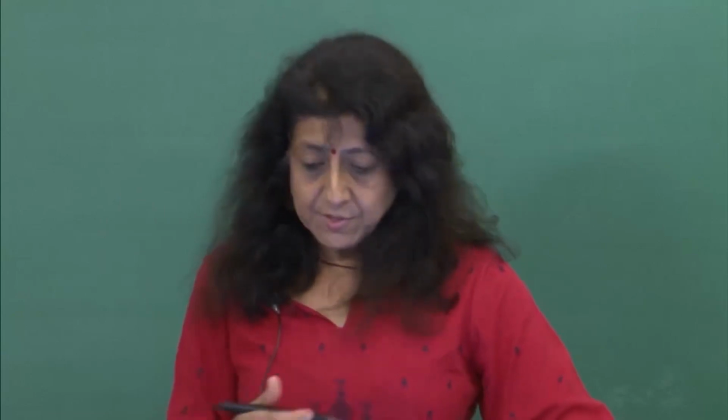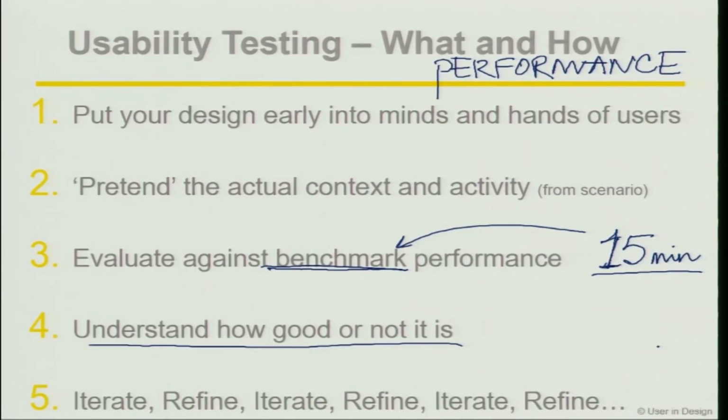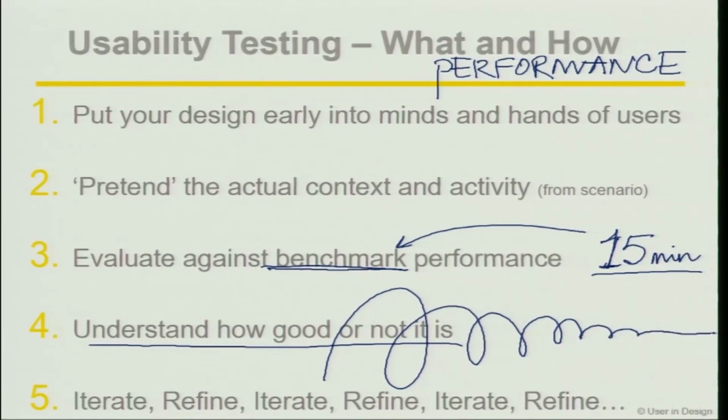Okay, if out of 5 users, 4 of them can't even do it, then that's the benchmark. It's unacceptable. So based on that, you understand how good or not your design is, and then iterate, refine, iterate, refine, iterate, refine. So as I told you, your cycle goes something like this, until your design becomes just what it is supposed to be, or as close as possible. You may not have the time to go all the way, at least get it to here. Don't leave your design like this with all these problems, okay?